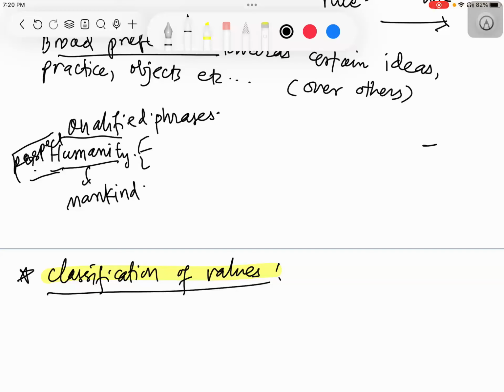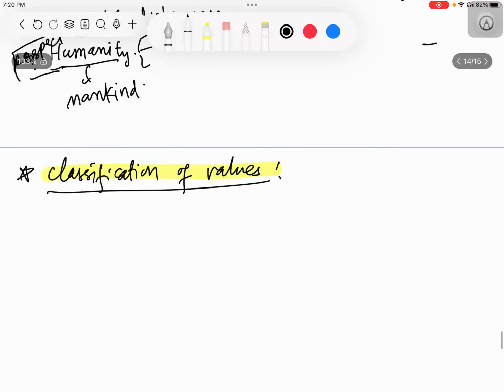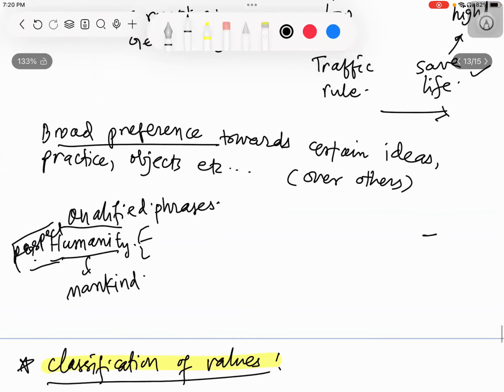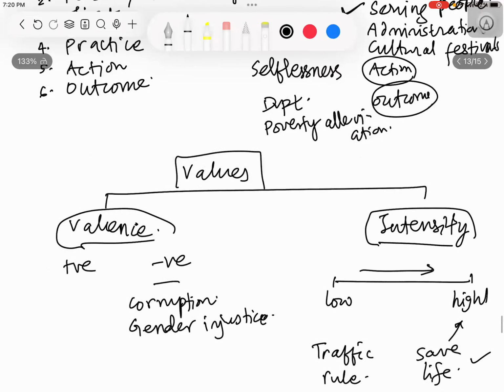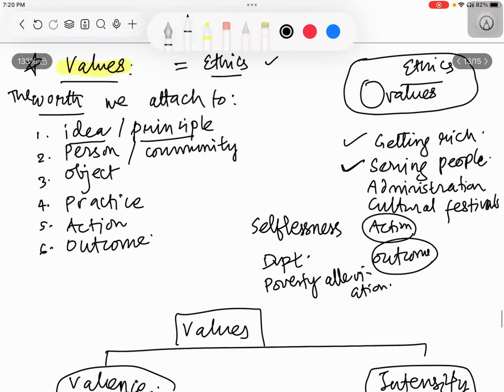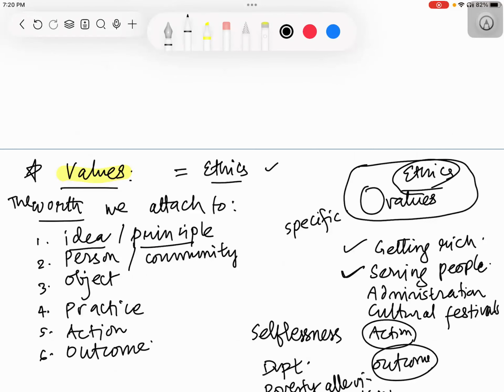Okay. Sir, patriotism. Patriotism, very good. Nationalism, patriotism. Okay. So that means that you understand what is the meaning of value. My point is that do not confuse value with ethics. Ethics is something broader, value is something specific. Ethics is generic, value is specific. Are you able to understand?